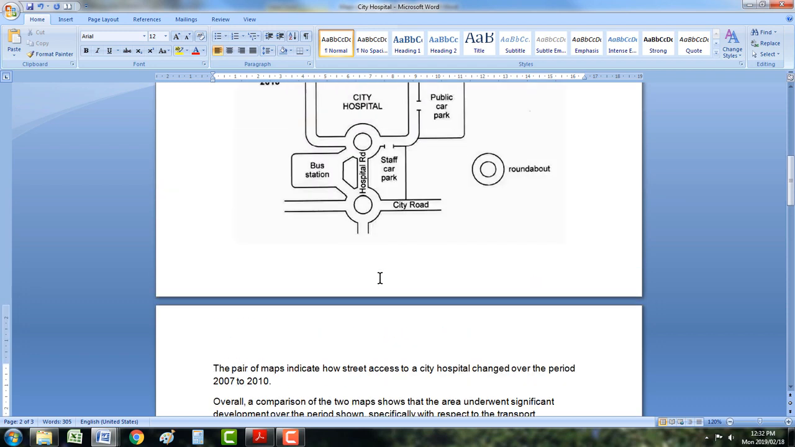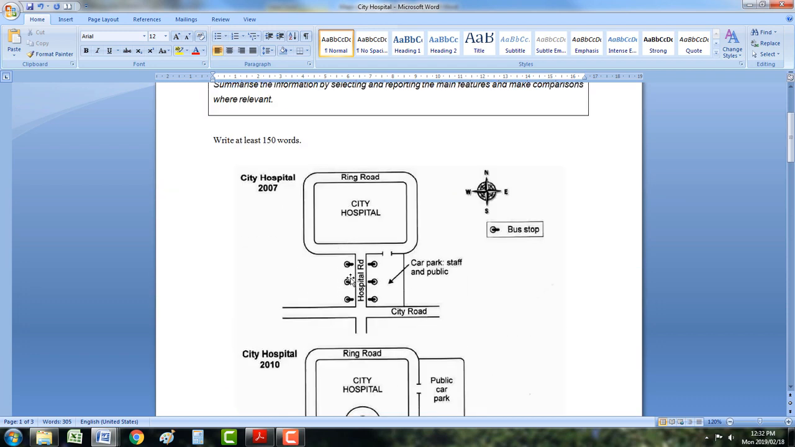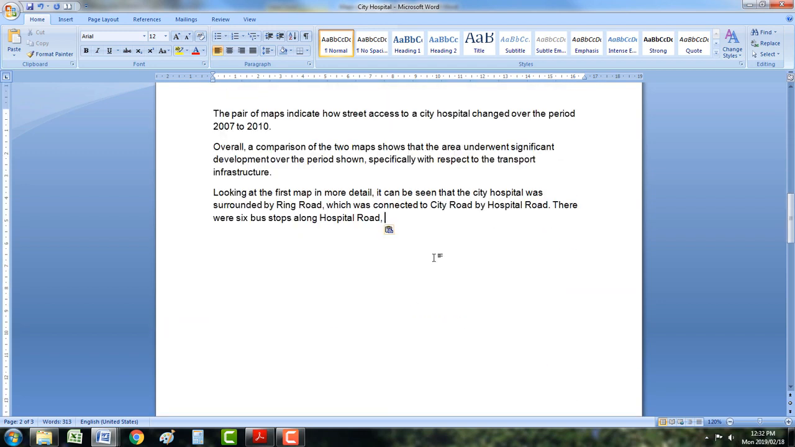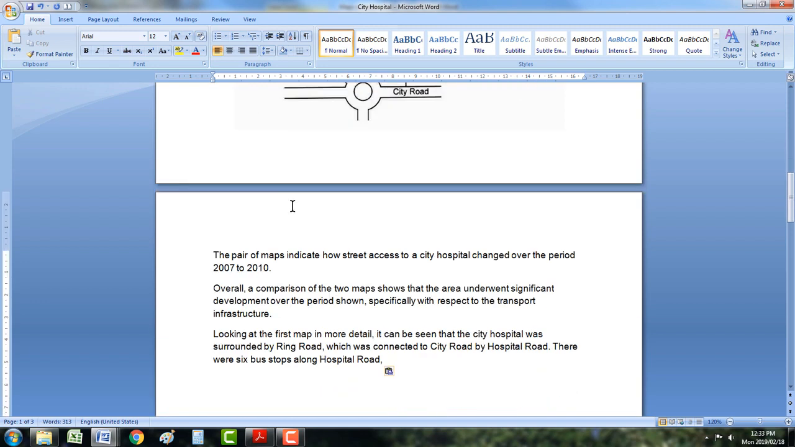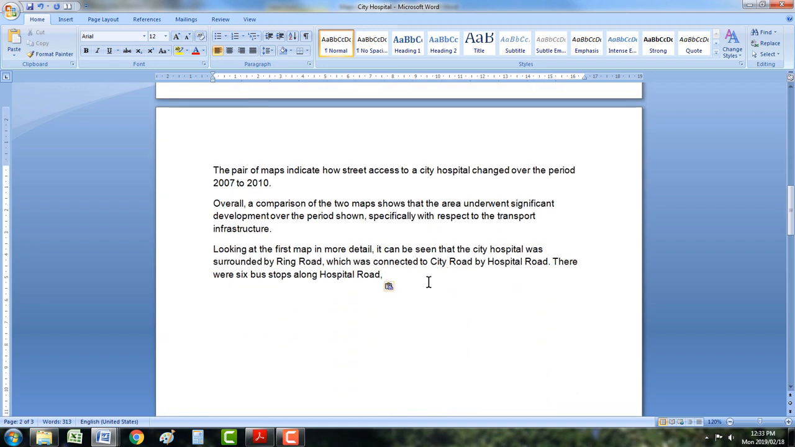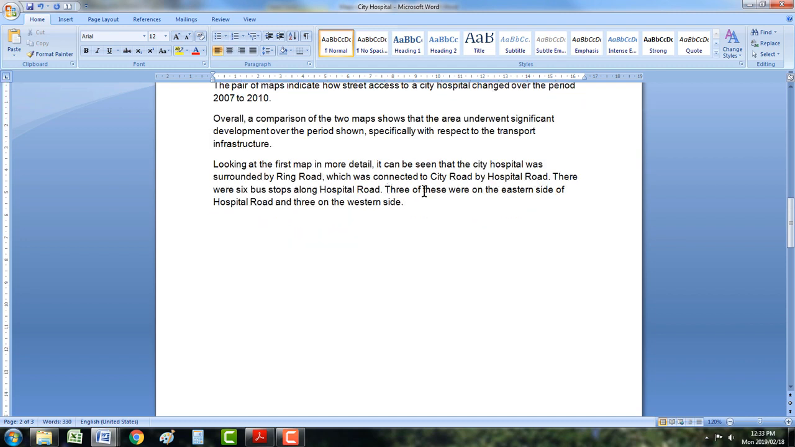So let's try and do some there was now. There were 6 bus stops along hospital road. There were 6 bus stops along hospital road, and let's add some extra information, because we can say there were 3 on this side and 3 on that side. Also, let's try and throw in a reference pronoun. You've got to keep these reference pronouns and the comma which in your head and use them when you can. 3 of these were there. These is referring to the 6 bus stops. 3 of these were on the eastern side of hospital road and 3 on the western side.